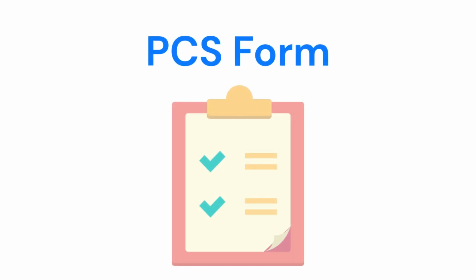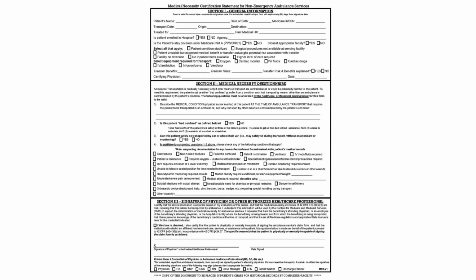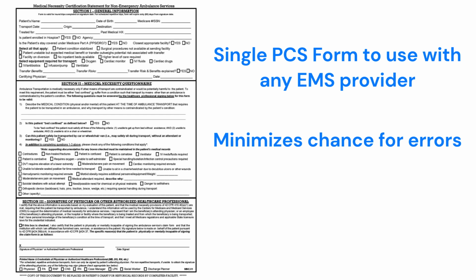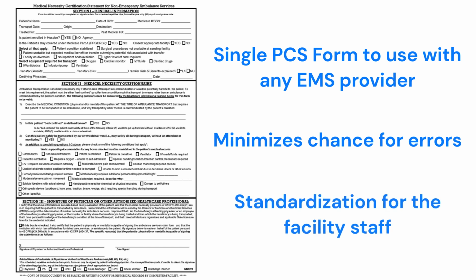Now that you understand medical necessity, we will review the actual PCS form. This standard form is recommended by the Birmingham Metro Ambulance Alliance. It captures all pertinent information and can be submitted to any EMS provider. Using a single form for all EMS providers streamlines the process and minimizes the chance of an incomplete form. An efficient process benefits the healthcare professional that prepares the transfer paperwork.